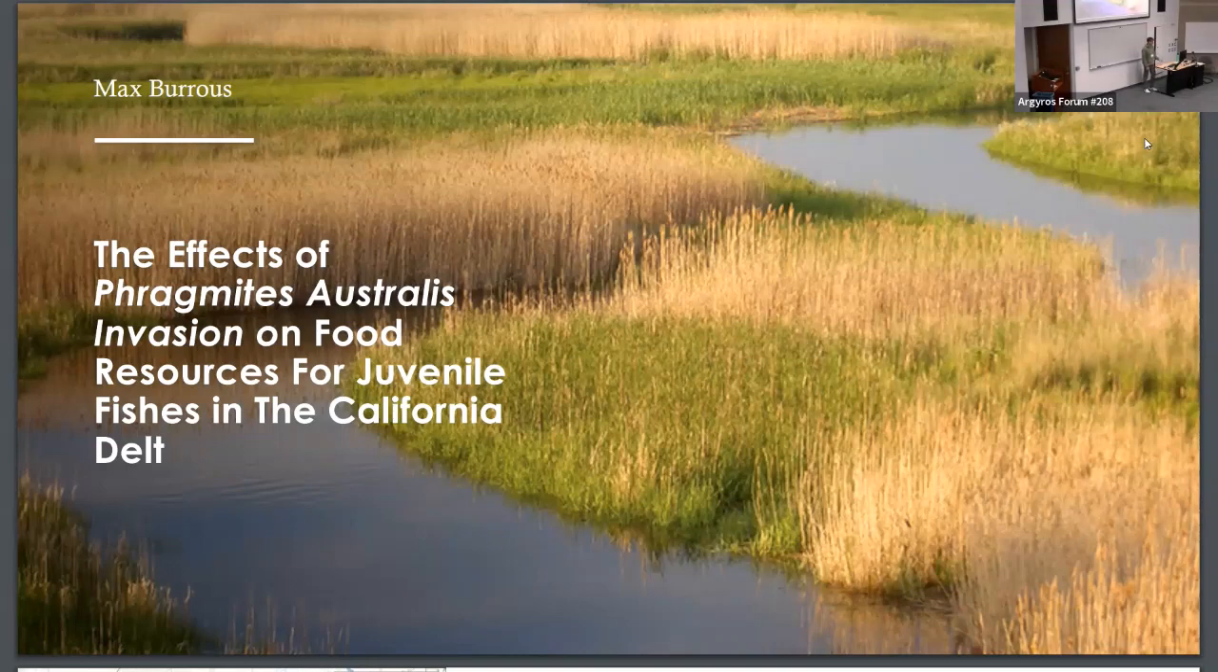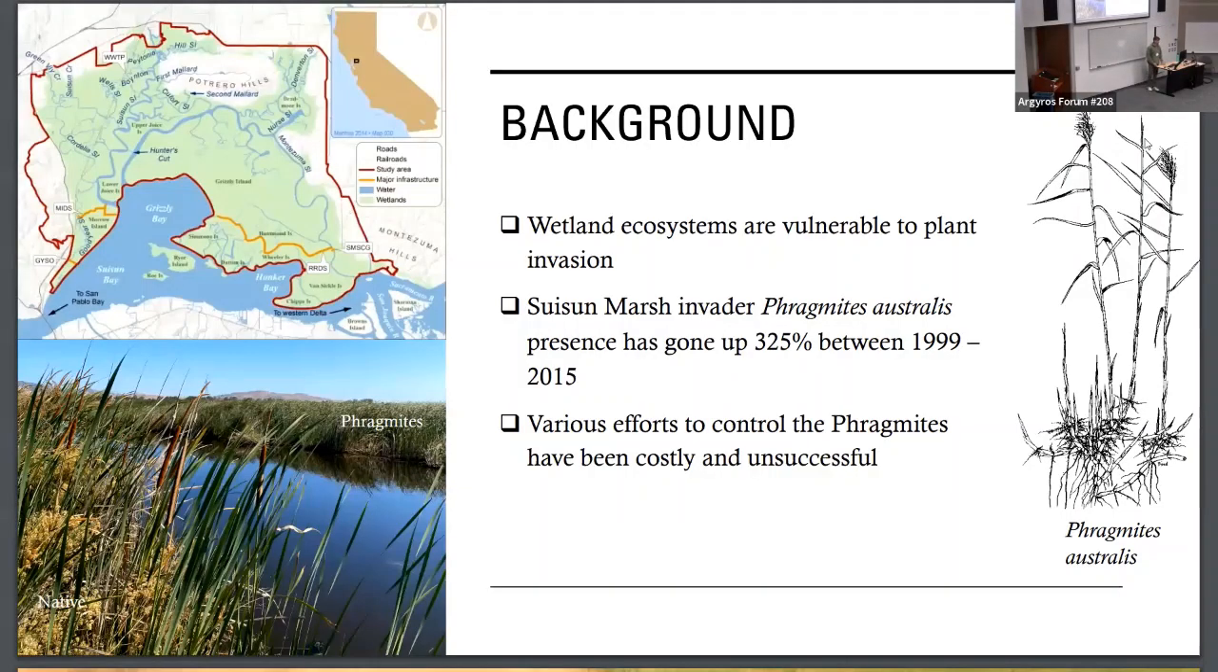So I did my project on the effects of the Phragmites australis and its invasion on the California deltas, and I wanted to look into the effects on food resources for juvenile fish. So a little background, we did a research project on the Sassoon Marsh. It's located in the Bay Area Delta, and these wetland ecosystems are very vulnerable to plant invasion, especially the Phragmites australis, which is an invasive species here.